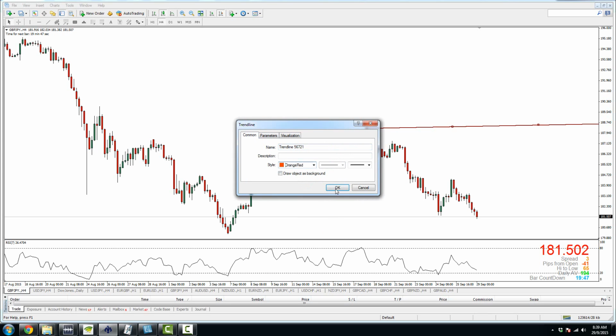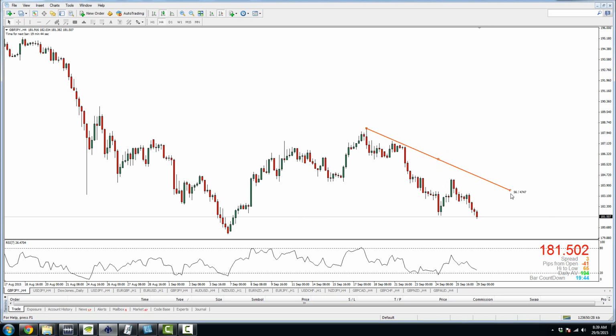So for example, I want to change the trend line now to red color. It's changed. So it's so clear.